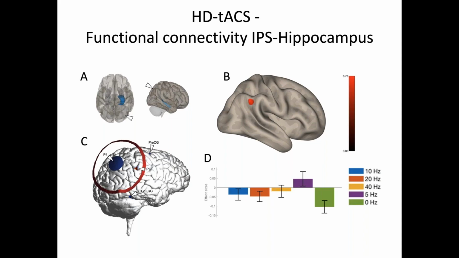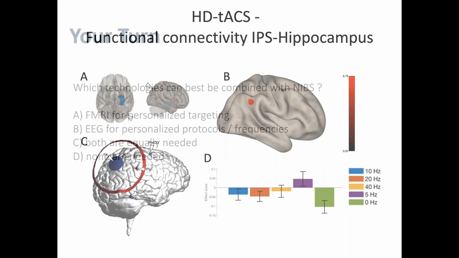So it is not only relevant to know where you need to stimulate, but it's also very relevant to have the right rhythmic and individualized oscillatory state informed protocol if you want to have robust network effects of your brain stimulation.